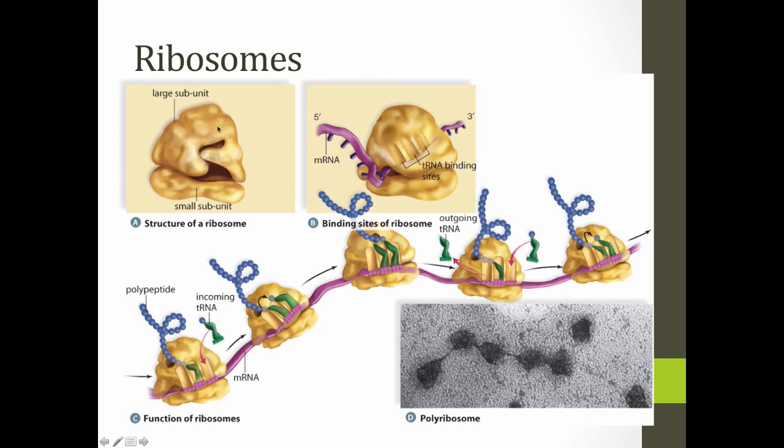So here's a ribosome with no mRNA in it. You've got a small subunit and you've got a large subunit. In reality, you never see it looking like this because it actually assembles on the mRNA.